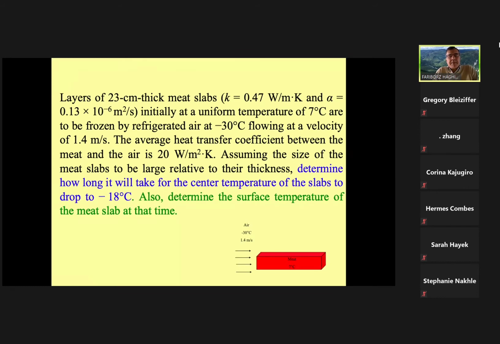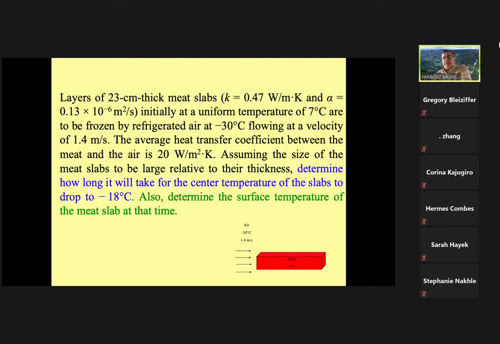This is the problem I'm trying to solve. I would like to know how you can use it. We have a layer of 20 centimeter thick meat. Conductivity and thermal diffusivity are given. Initially it is at a temperature of 7 degrees, and it will be frozen by a refrigerator at -30 degrees. Therefore, initially at time equals 0, it's 7 degrees.